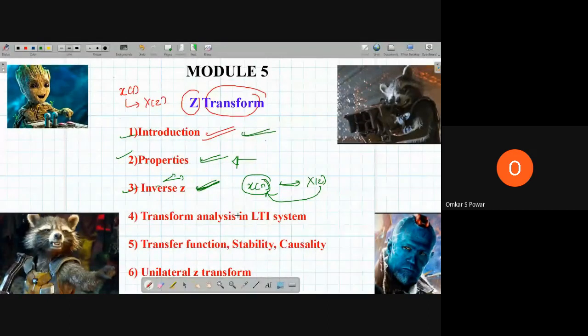In the third part, transform analysis in the LTI system. Then stability and causality, those two properties in detail. Finally we will wrap it up with the unilateral Z transform. So these are the contents which you are going to learn in this module.